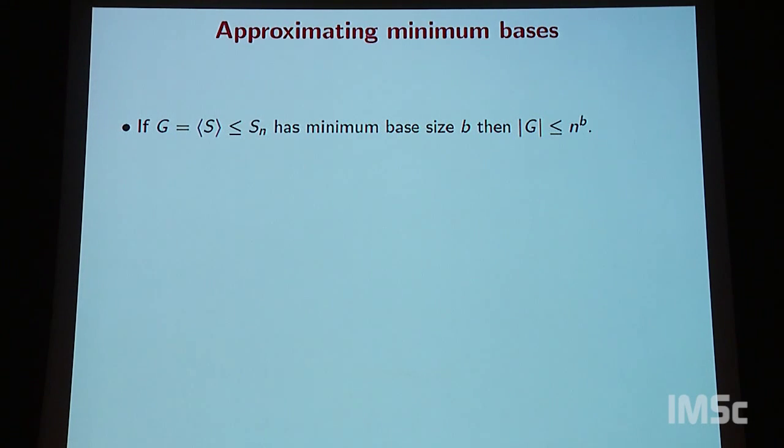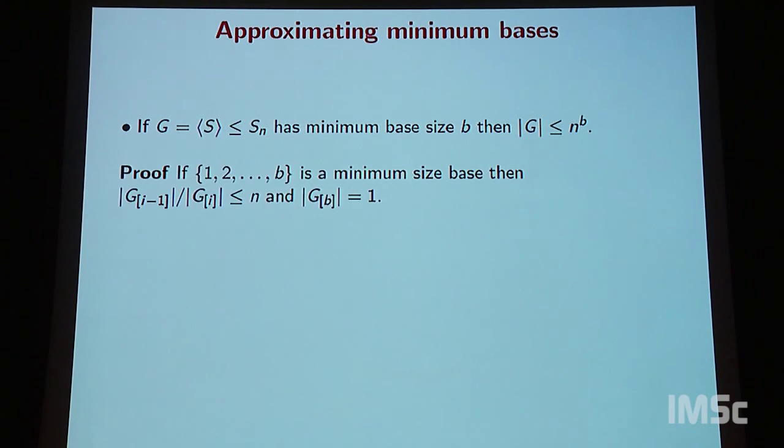So let's start with observing that suppose G has minimum base size B, then G can't be a very large group, right? Because by the time I fix B points in my base, G becomes trivial. And I know that every time I fix a point, my group shrinks by at most a factor of n. So the size of G should be bounded by n to the power B. The minimum base size is B.